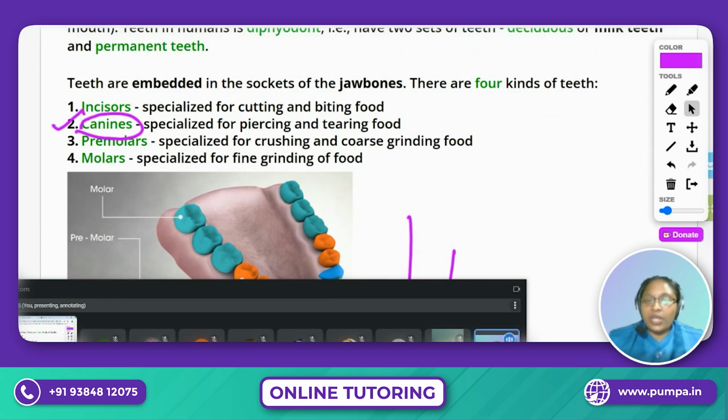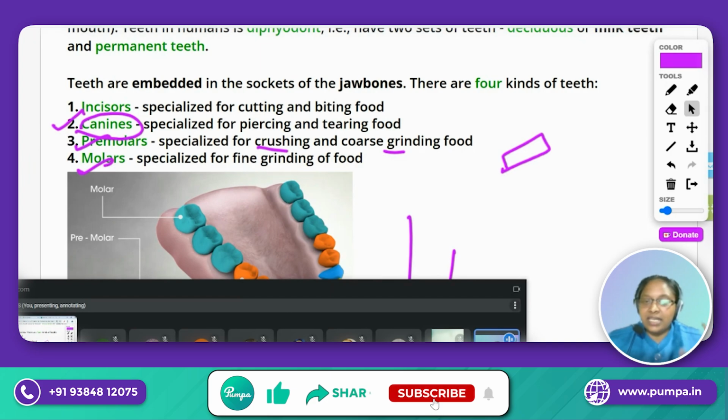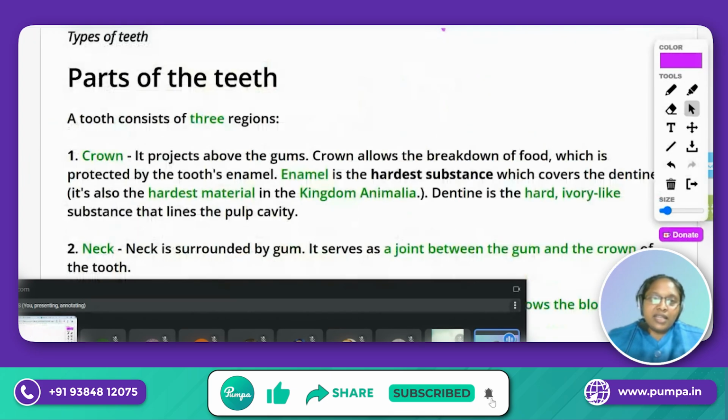Next is the premolar. When we use the incisor or canine, the pieces of food will be a little bigger, so we push the food to the back, where there are the premolars and then the molars for grinding. Here there is coarse grinding, and next to that fine grinding. At home they say, chew your food well, right? For this, these teeth are very helpful. Clear, children?